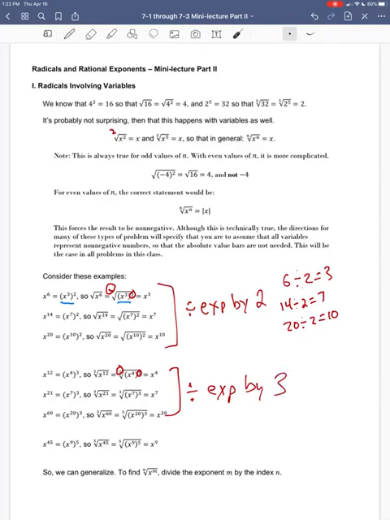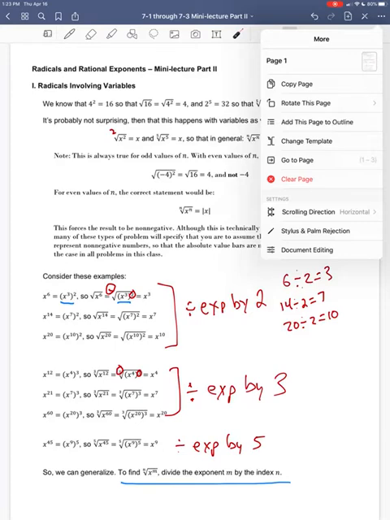And this very last example here, then, I'm going to do a 5th root. It's not a big surprise. We end up dividing the exponent by 5. And so, in general, to find the nth root of x to the m, we take whatever that power is on the inside and we try to divide by the index n. So let's look at some examples.